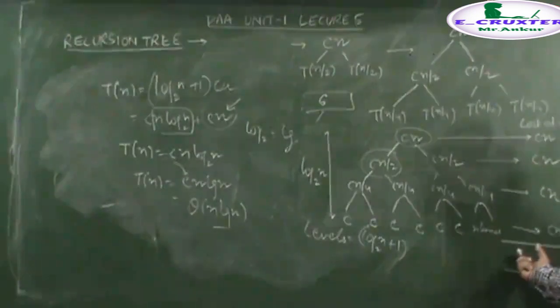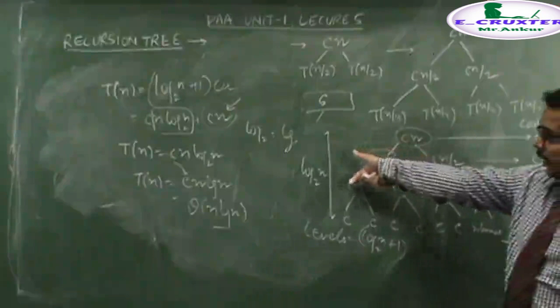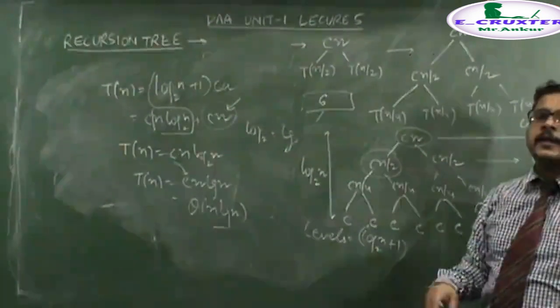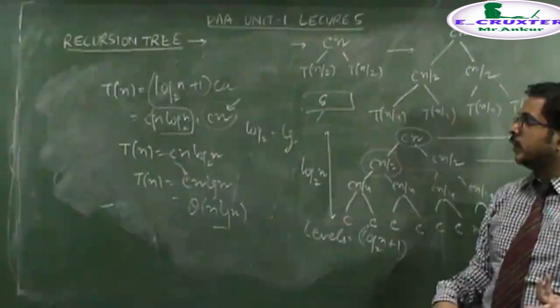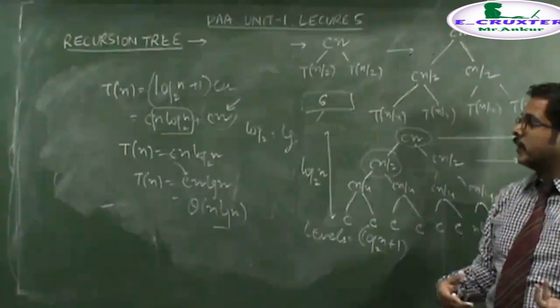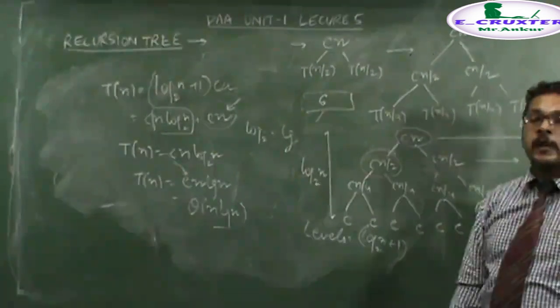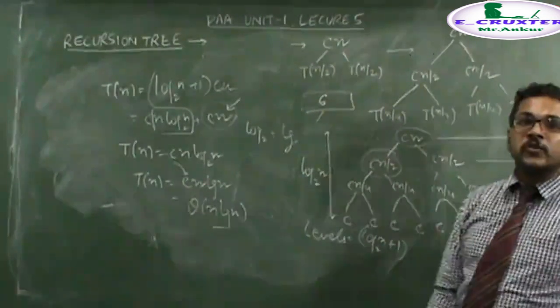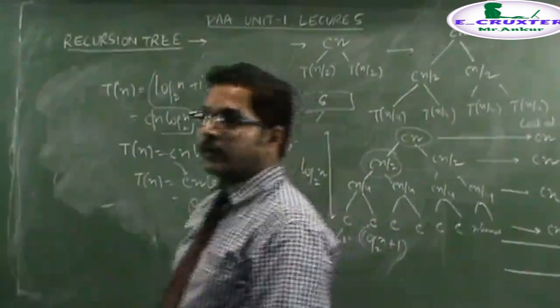Then we directly sum them for the height number of times, and basically a geometric series, arithmetic series or harmonic progression series is created, and on the basis of that we get the result. This is the very first method which we have discussed here. Okay.